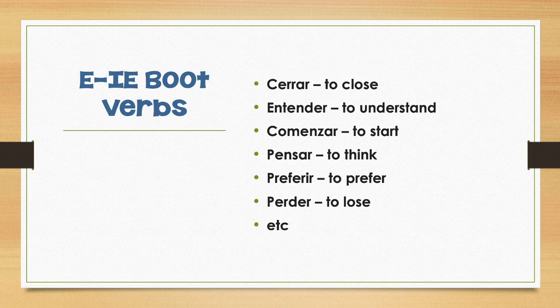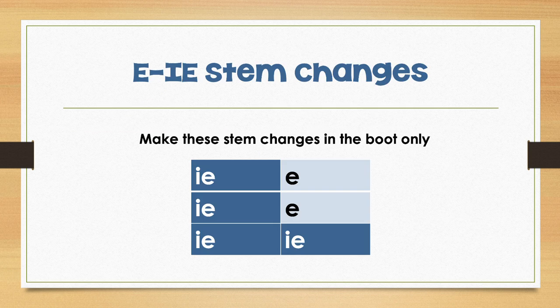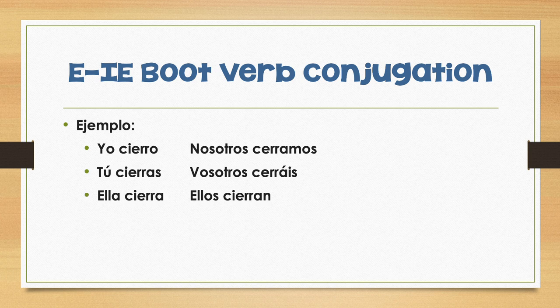Next, we have E to IE boot verbs. There would be verbs like cerrar, entender, comenzar, pensar, preferir, and perder. Just like the other boot verbs, they're going to have a spelling change that only happens in the shape of a boot. So in the yo, tú, él, ella, usted, and ellos, ellas, ustedes forms, it'll change from an E to an IE. Outside of the boot, it stays with an E. For example, cerrar would be yo cierro, tú cierras, ella cierra, nosotros cerramos, vosotros cerráis, and ellos cierran.